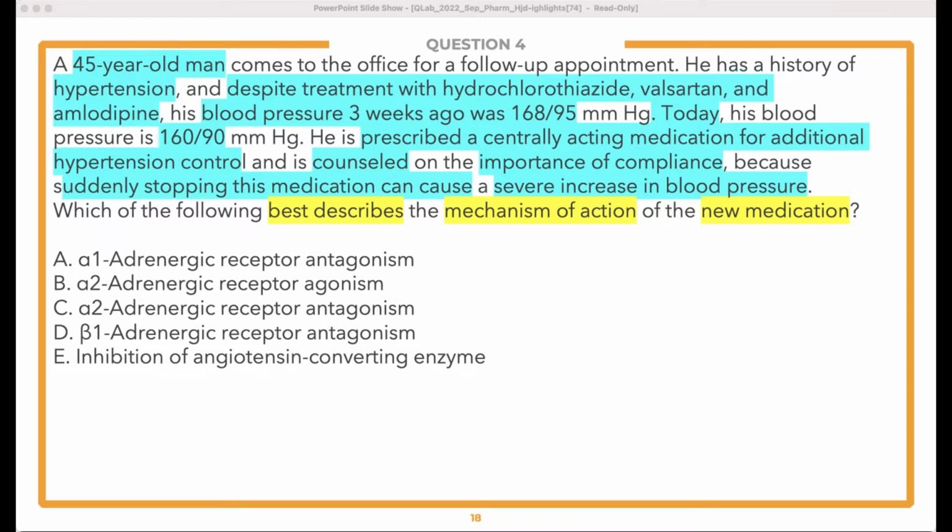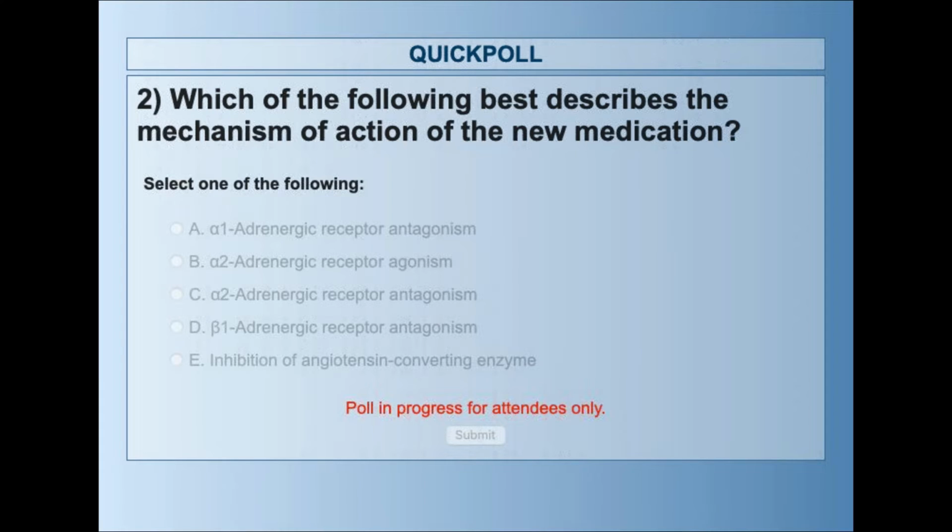Which of the following best describes the mechanism of action of the new medication? Make your selection. Remember, we always encourage you to answer every question, both during question lab and on test day. You're not going to be penalized for taking a shot in the dark, so don't leave any of them blank. Make sure you fill out every one.